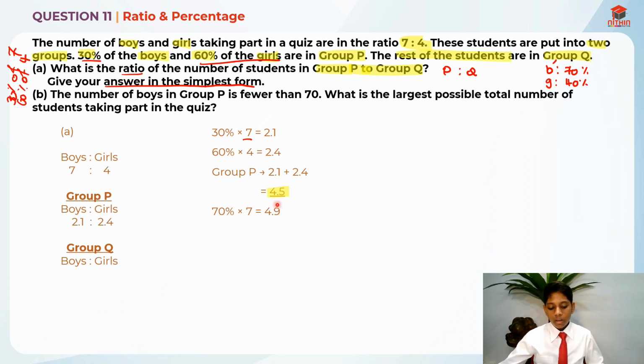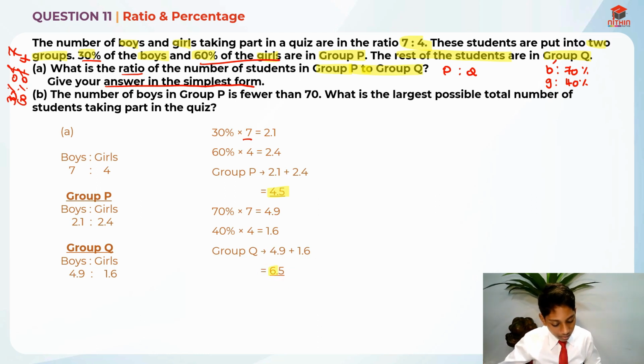And for the girls, we are going to take how many percent? 40% times 4, because the girls is 4, which is 1.6. So now to cross check, we can take 1.6 plus 2.4, it will give us 4. So it is right. And now let's just find the total. Before that, let me just write that down. So 4.9 is to 1.6, boys is to girls for group Q. Okay, so the total for group Q is 4.9 plus 1.6, which is actually 6.5.